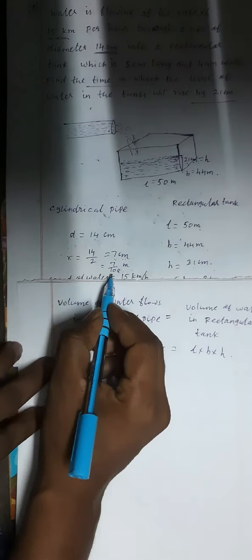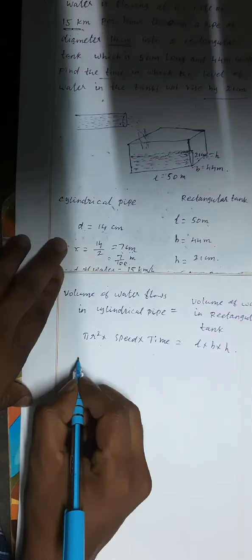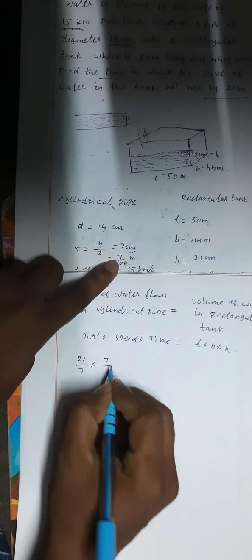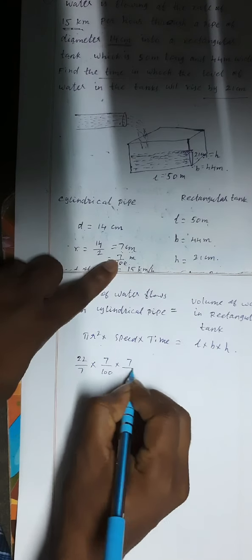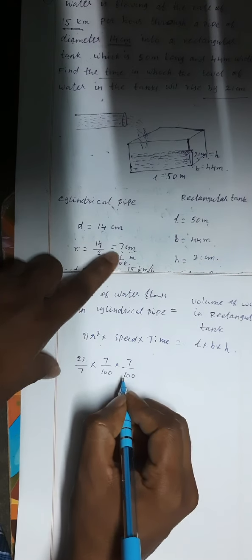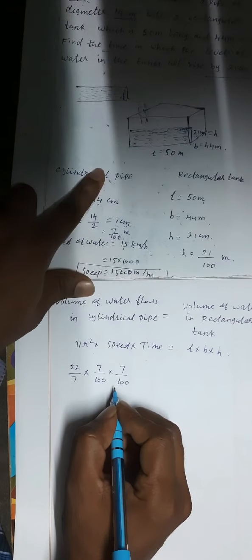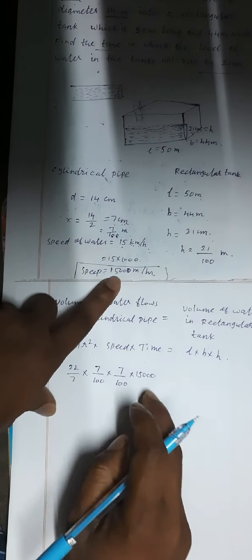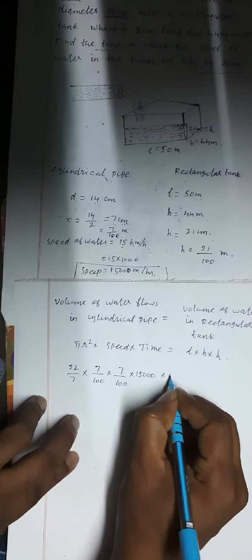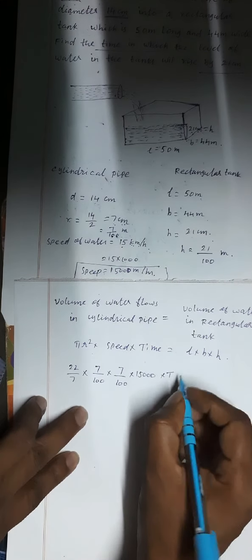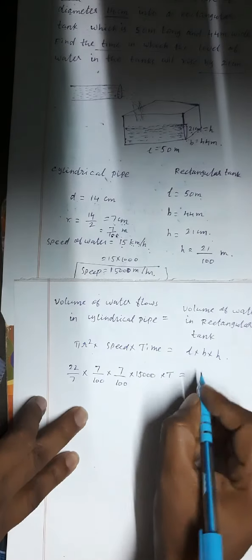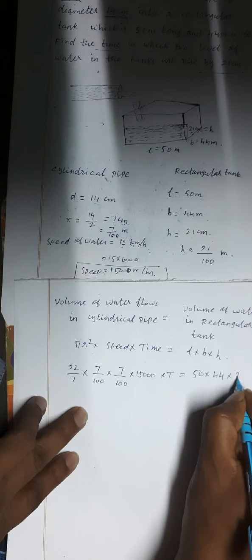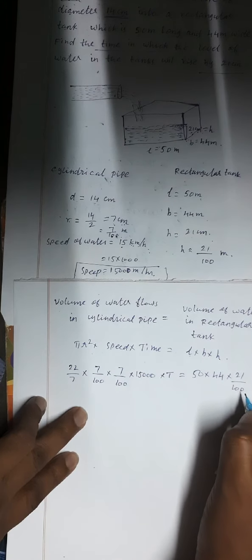What is the radius of the pipe? 7 by 100. So 22 by 7, radius is 7 by 100 into 7 by 100. Then the speed is 50,000, the speed of the water, and the time is not given, so we take time t. And here length is 50, breadth is 44, and h is 21 by 100.